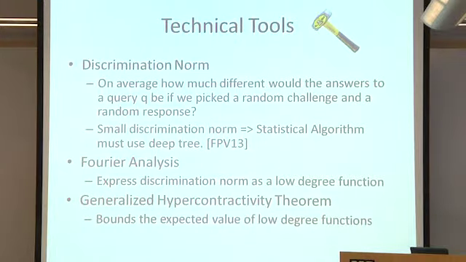Feldman, Perkins, and Paul showed that if a search problem has a small discrimination norm, then this implies that the statistical algorithm needs a deep tree to actually solve this search problem. So what we do is we use Fourier analysis to express the discrimination norm as a low-degree function. And then we apply the generalized hypercontractivity theorem to actually bound the expected value of this low-degree function.